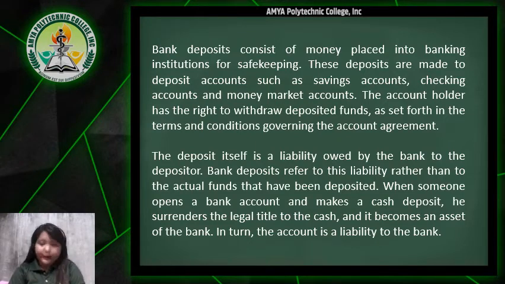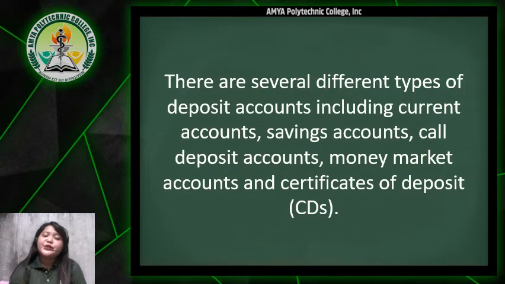So when someone opens a bank account and makes a cash deposit, he surrenders the legal title to the cash and it becomes an asset of the bank. In turn, the account is a liability to the bank. There are several different types of deposit accounts, including current accounts, savings accounts, call deposit accounts, money market accounts, and certificates of deposit or CDs.